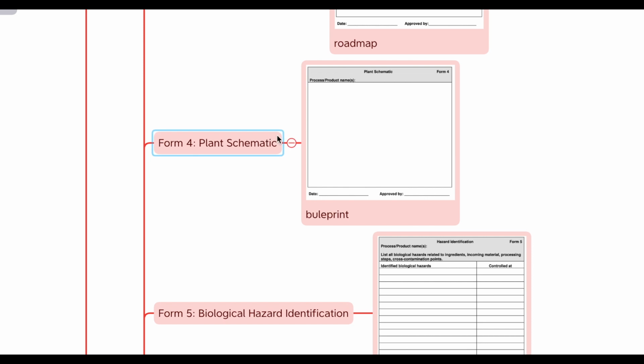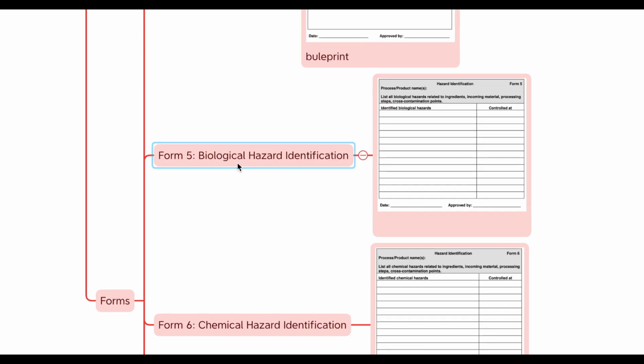And in the dairy factory, the plant schematic shows where they receive and store milk, where they pasteurize and homogenize the milk, where they add cultures for yogurt, where they package their products, etc. Okay, form 5 is all about identifying biological hazards.